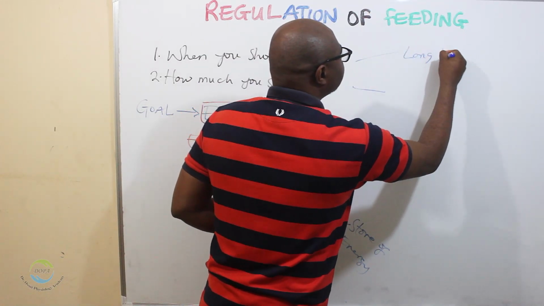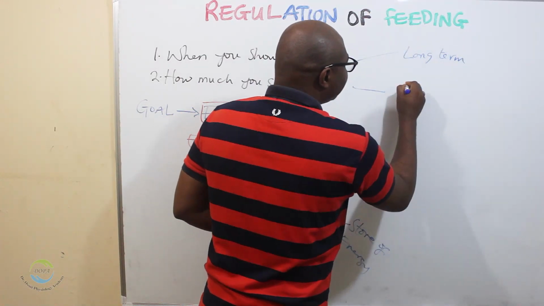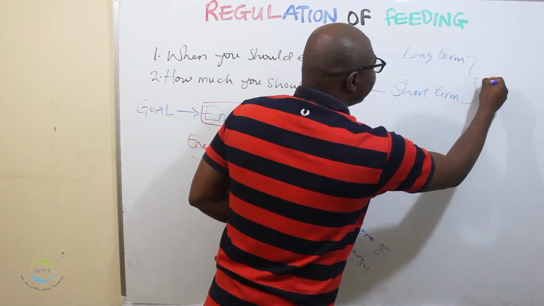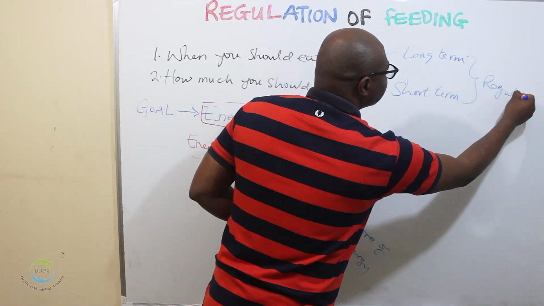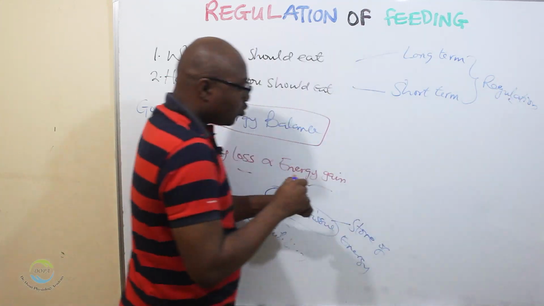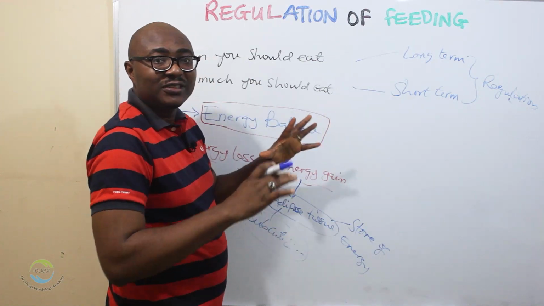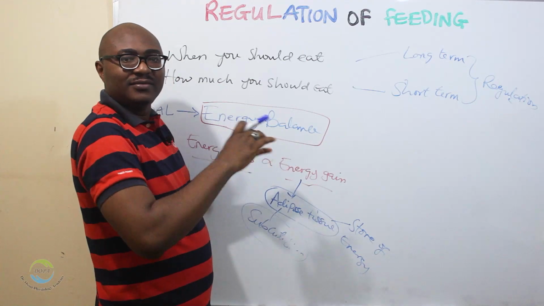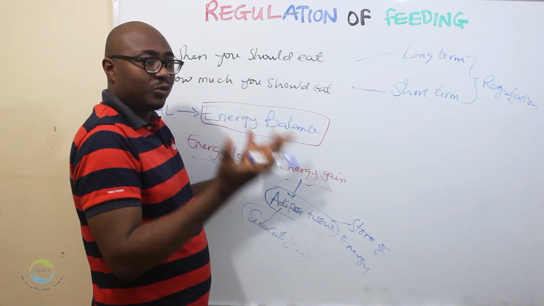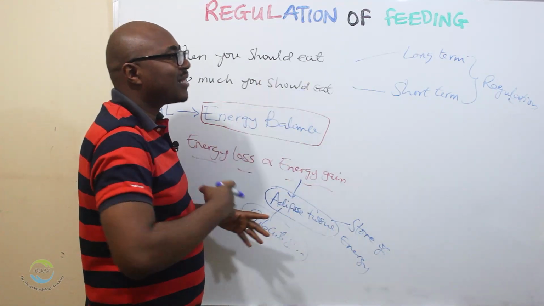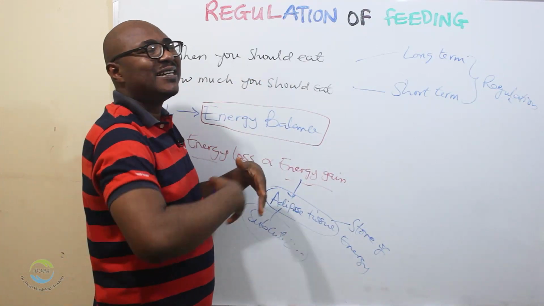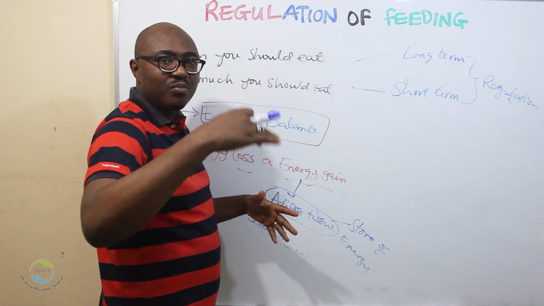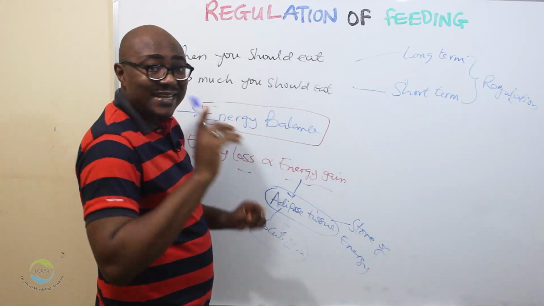So in that sense, you have long-term regulation and short-term regulation. Short-term regulation tells you how much you should eat now, within the next few minutes or hours. The long-term regulation tells you how much food you should take over a long period of time, in weeks and months. We're going to talk about that after this break.